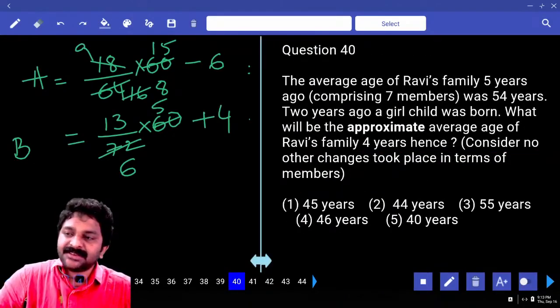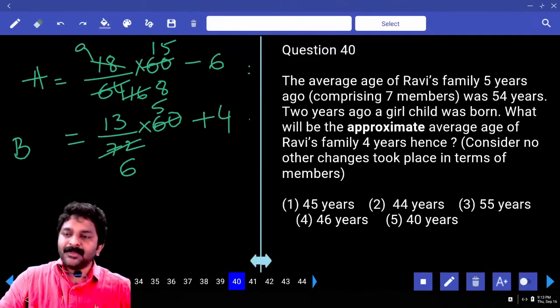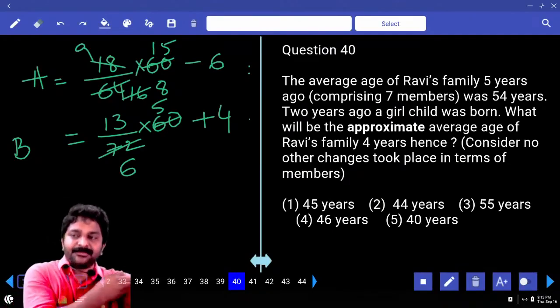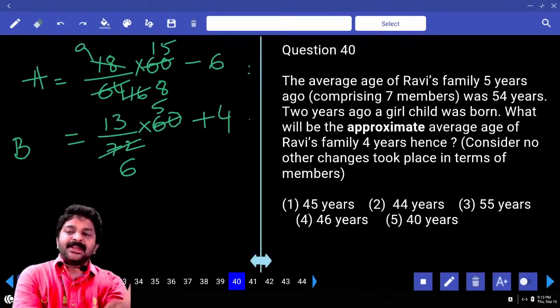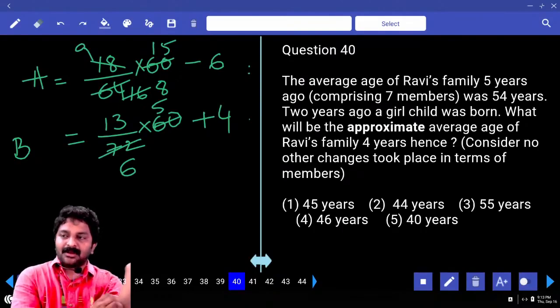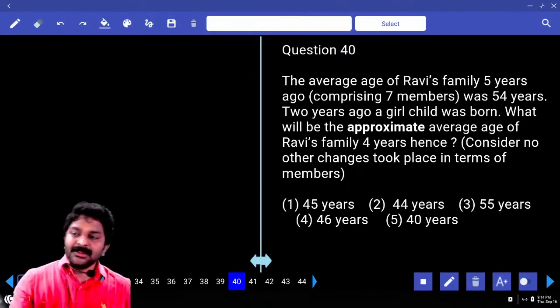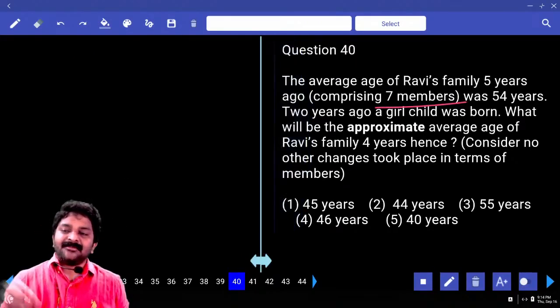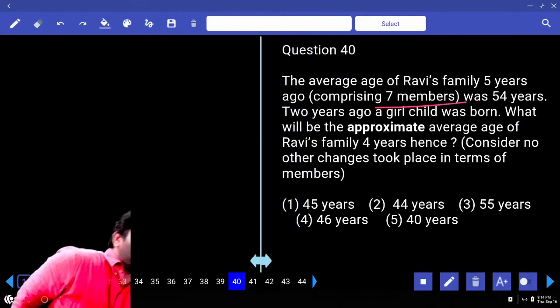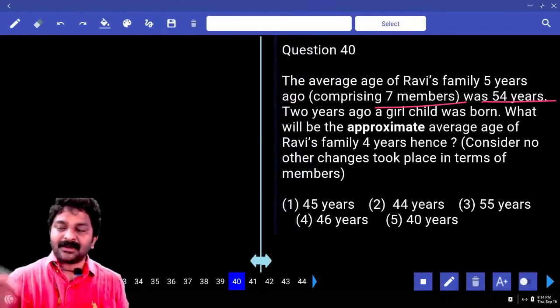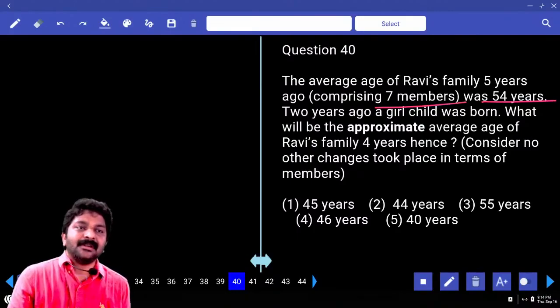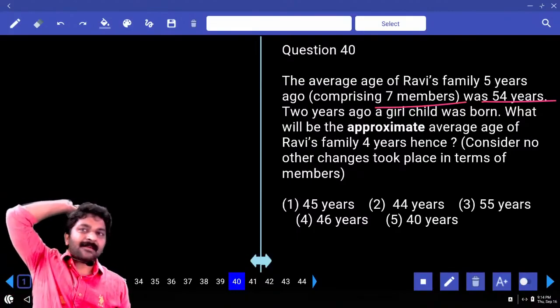The average age of Ravi's family 5 years ago, comprising 7 members, was 54. 2 years ago, a girl child was born. What will be the approximate average age of Ravi's family 4 years hence? Consider no other changes took place in terms of members. Okay, right. So, how many members are there in Ravi's family? 7 members. Your given average was 54. When was the average 54? 5 years back. Am I right?